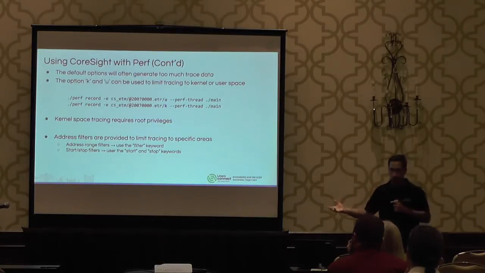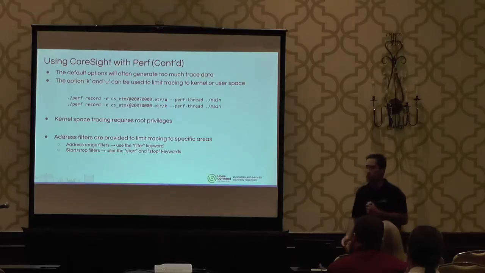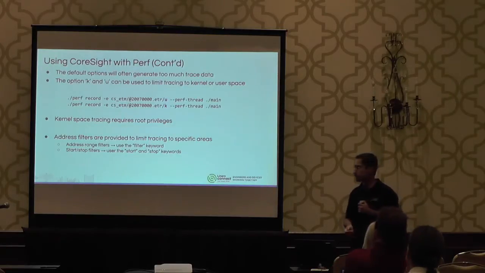If we add a U, we're getting traces only in user space. If we have a K, we're only getting kernel space. If you're not doing anything, then the whole thing is traced.